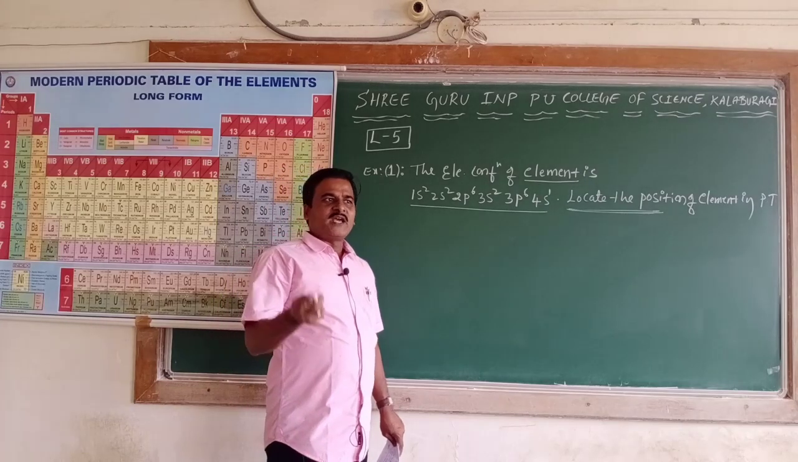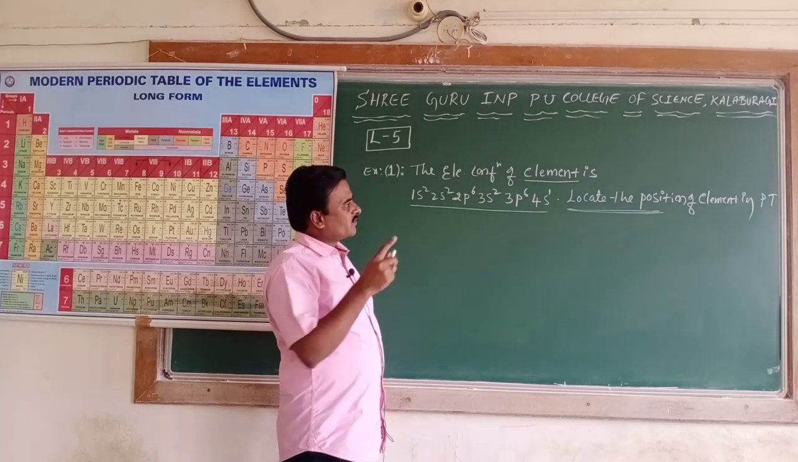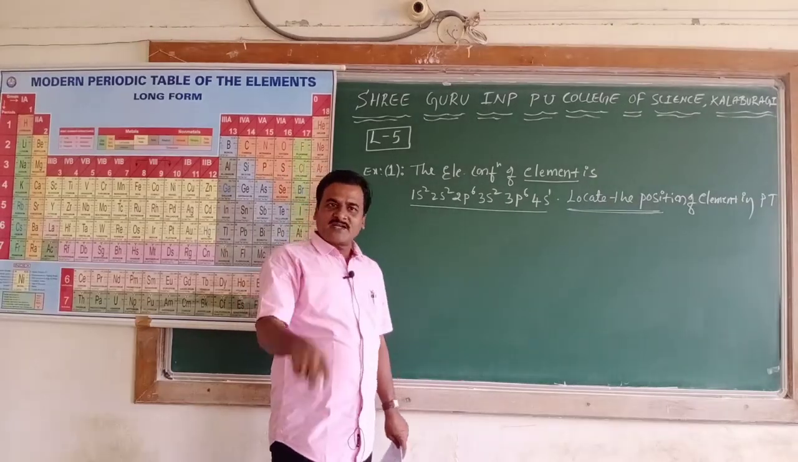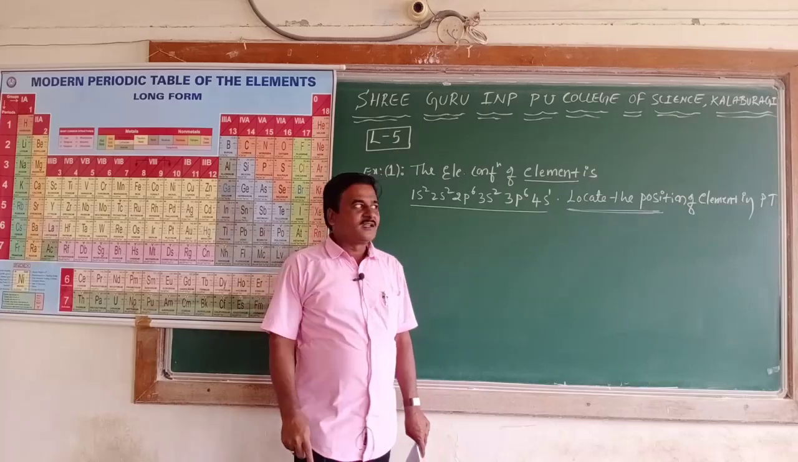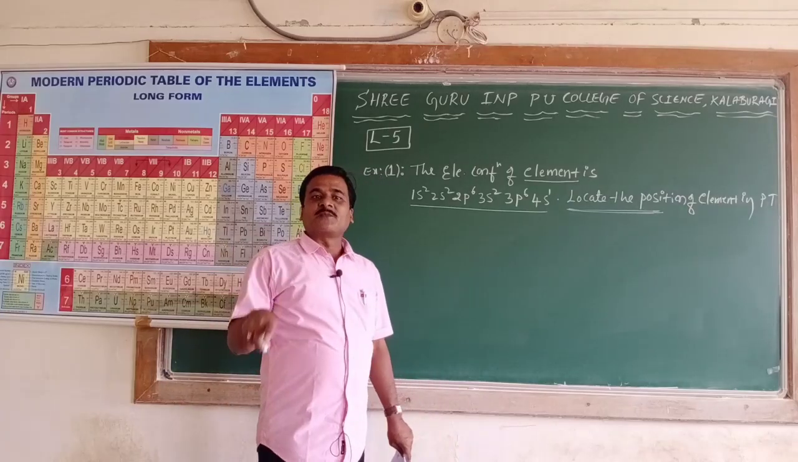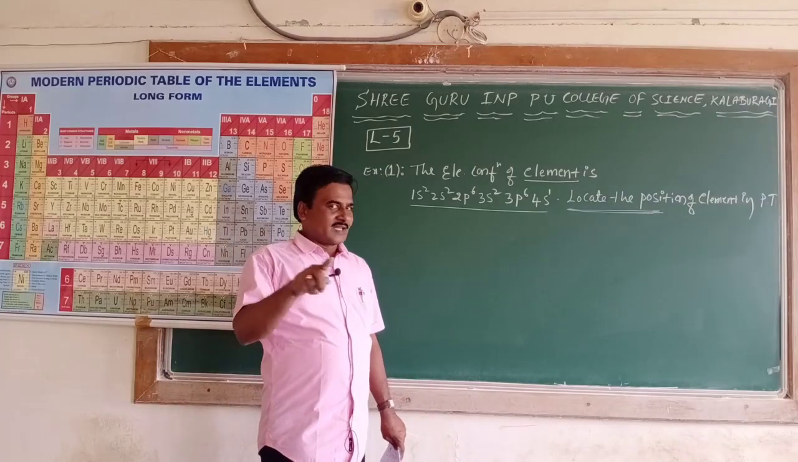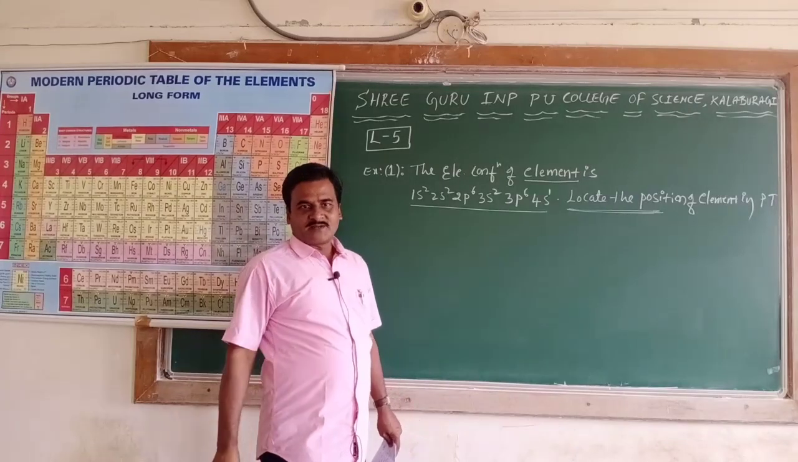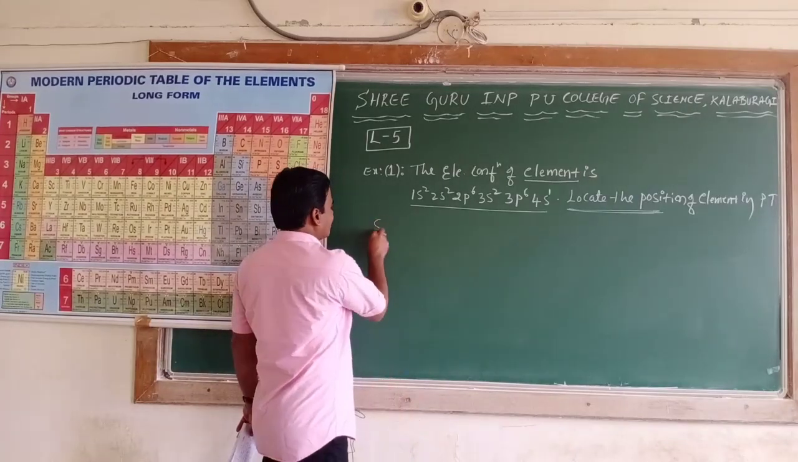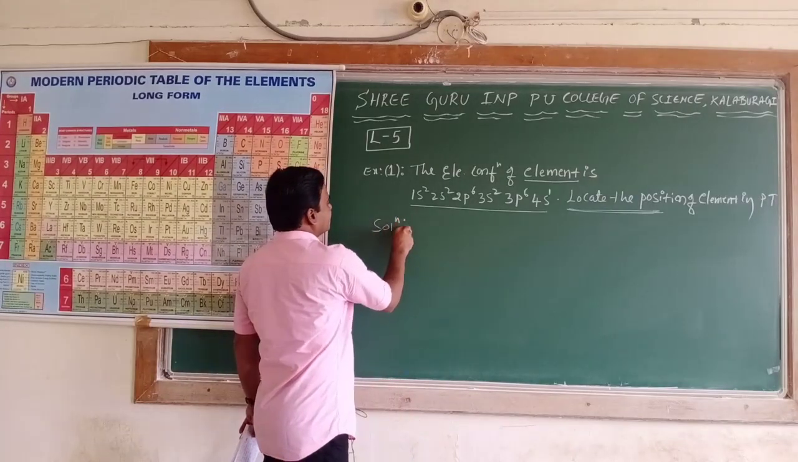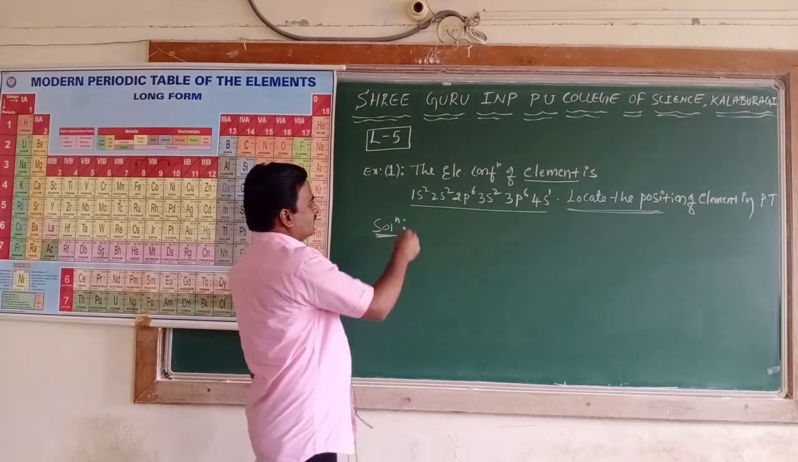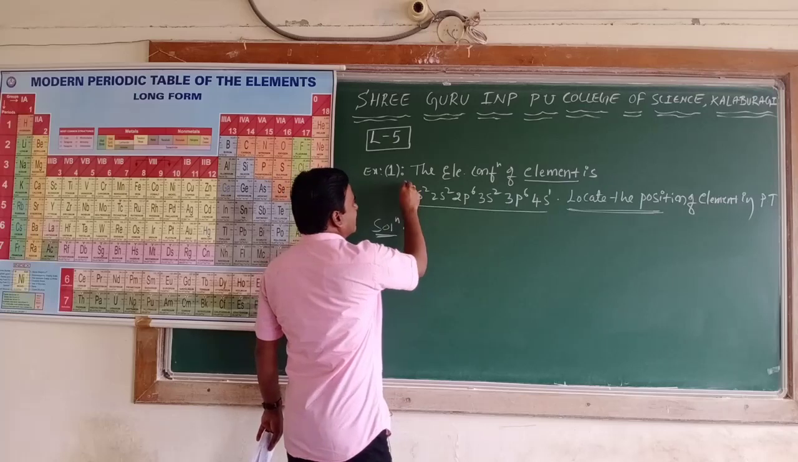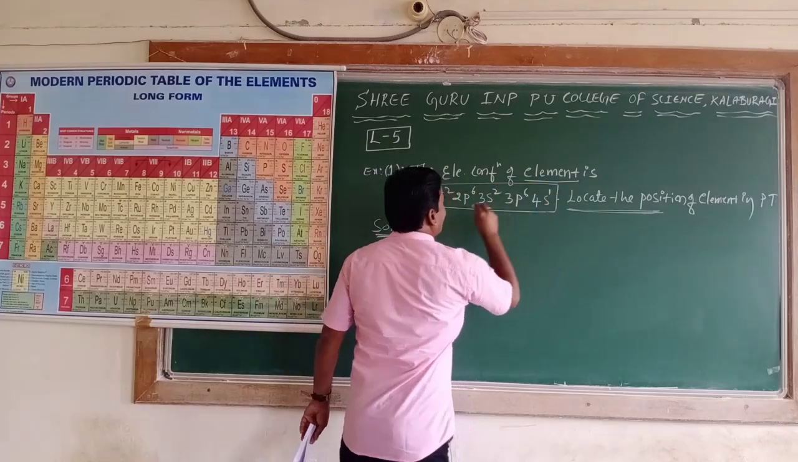For position, we have to first identify the period to which it belongs among the 7. Second, to which block it belongs. And the third is the group number. Well, let's take the solution part. Electronic configuration, keeping this in mind, I write.